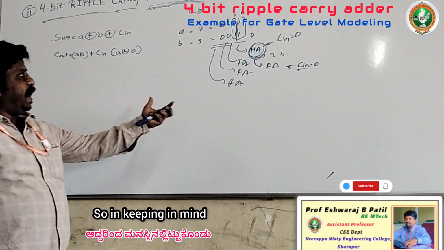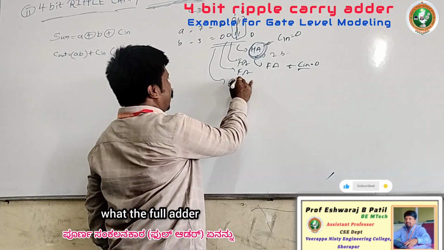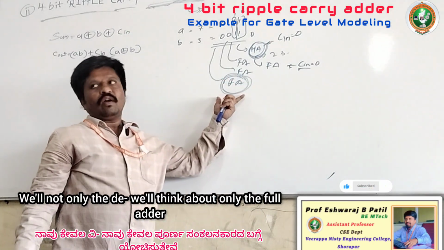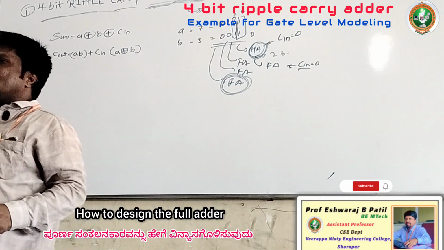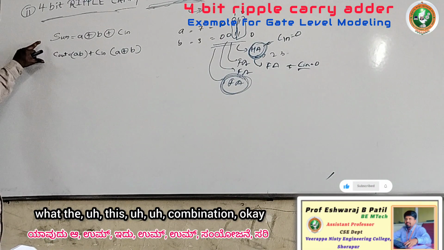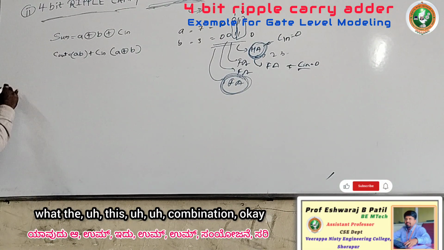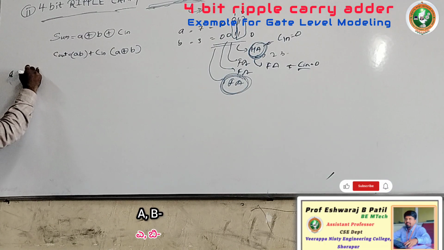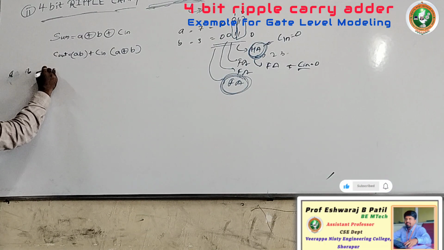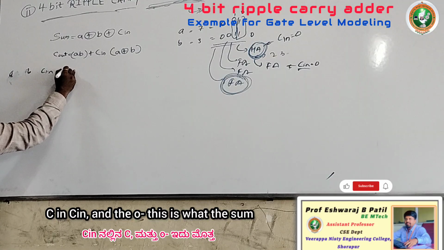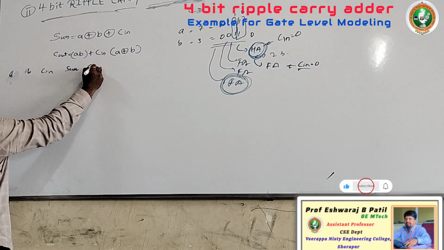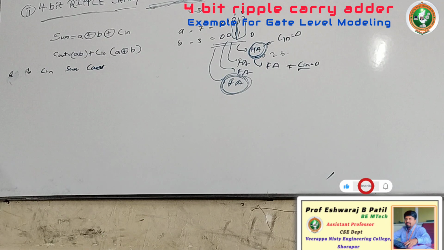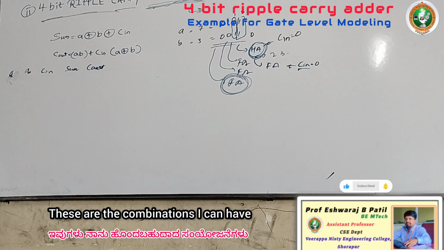Keeping that in mind, first we'll start designing the full adder. We will think only about the full adder. How to design the full adder? That is based on this combination. This is the truth table we saw in the last semester: A, B, Cin, and the outputs Sum and carry Cout. These are the combinations I can have.